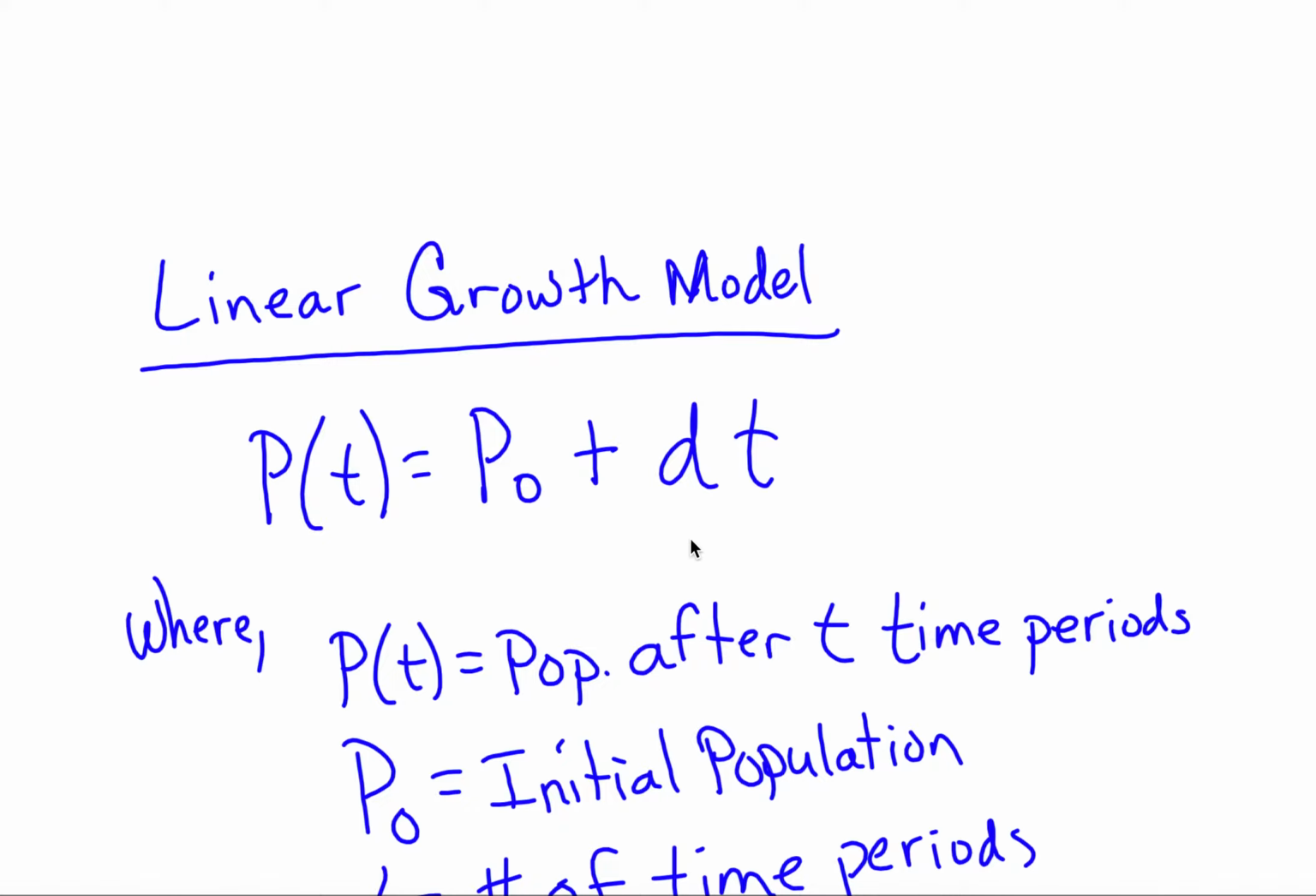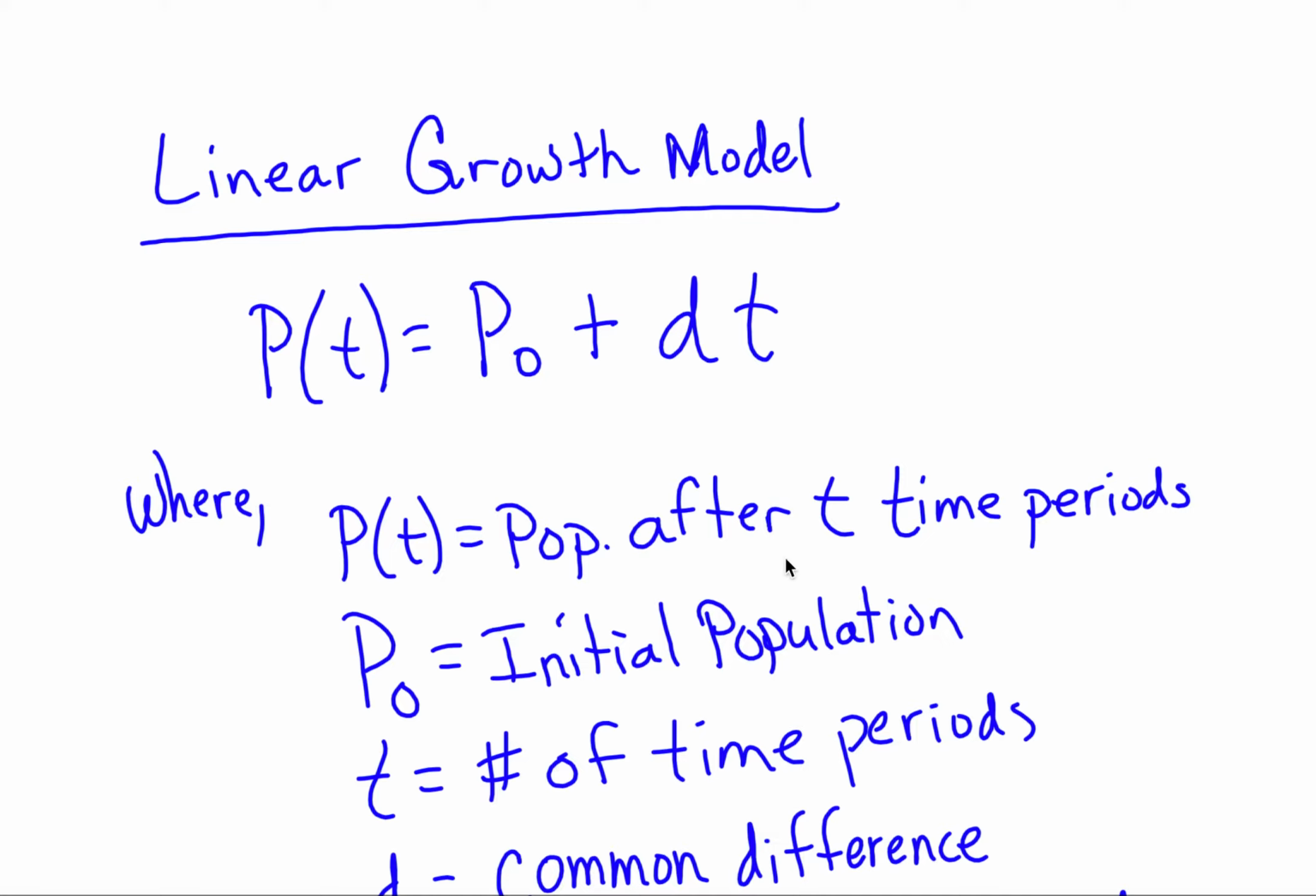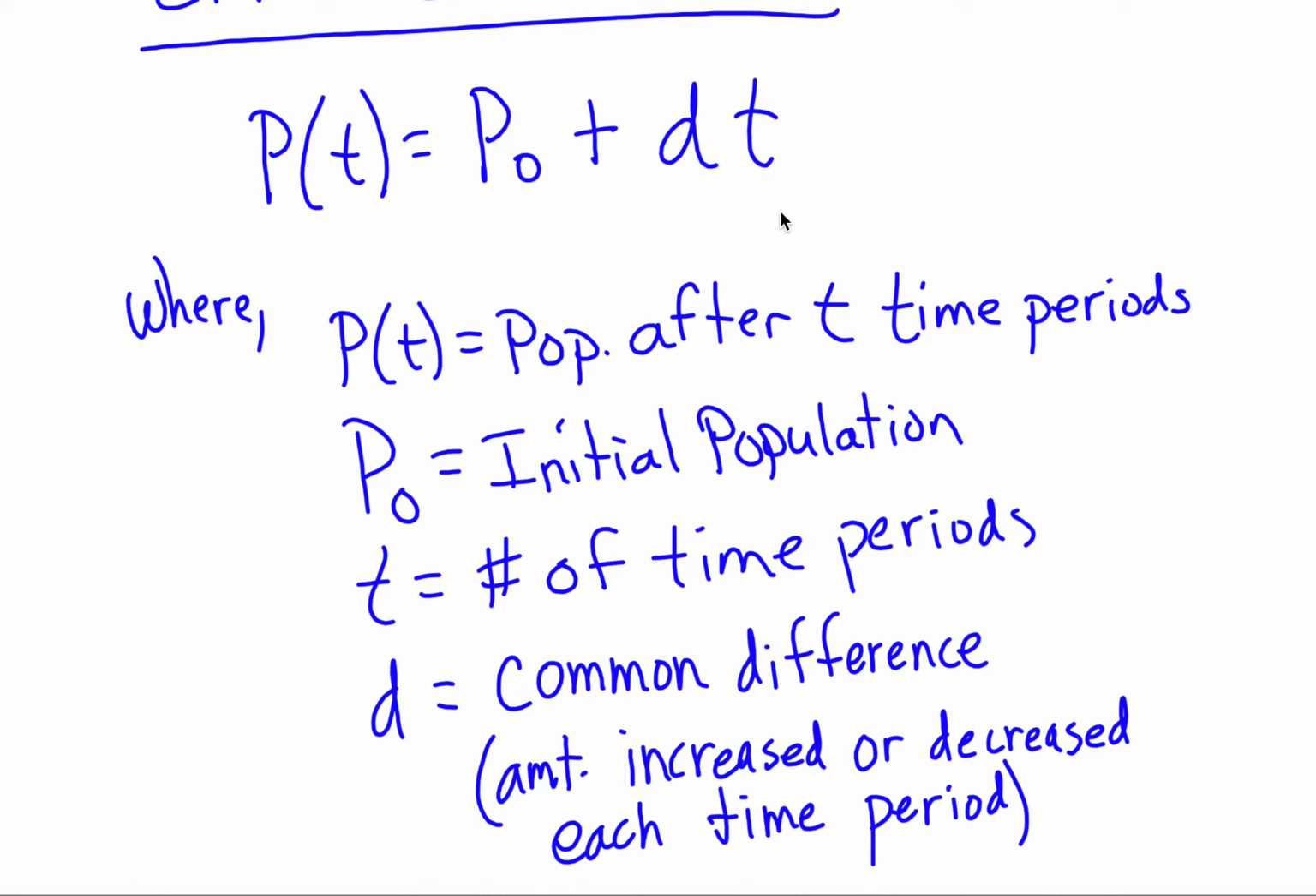And then you're going to add in a certain amount every time period. So we're going to have adding in a D amount, D being that common difference, times t, where t is your time period. So P of t is the population after t time periods. P0 again is your initial population. t is your number of time periods, and D is that common difference. And we say that it's common difference because it's how much you're adding each year, so the difference between the 2 years is that D.